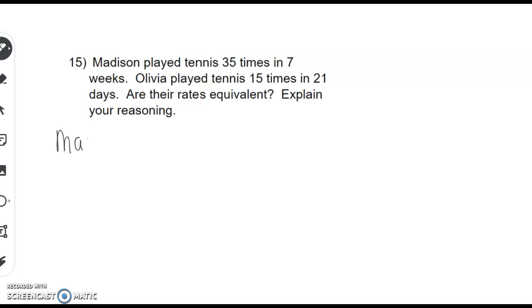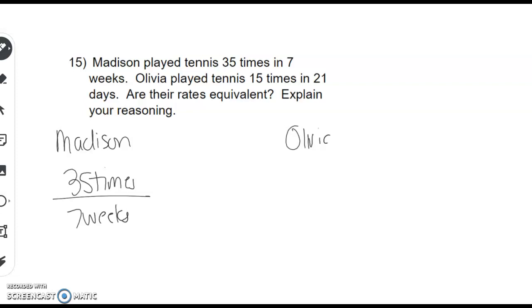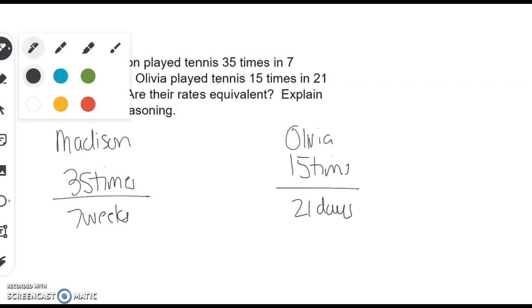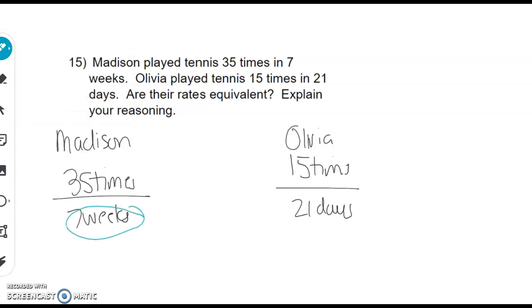So we have Madison, who plays 35 times in 7 weeks. Olivia plays 15 times in 21 days. Something that I do notice, though, is that for Madison we're using weeks, whereas for Olivia we're using days. So we're going to have to convert those over. So I'm actually going to convert the days into weeks.